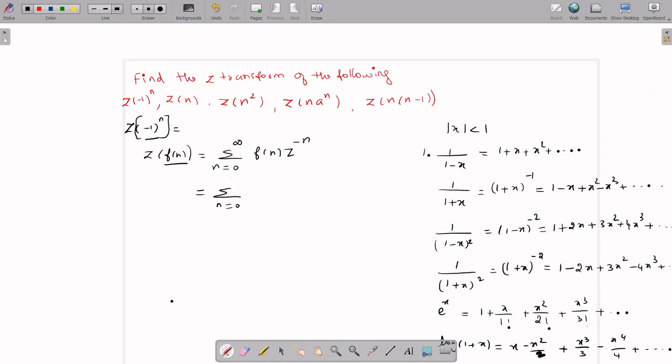So summation n is equal to 0 to infinity, minus 1 whole power n, z power minus n. Okay, this is the result we have to give.